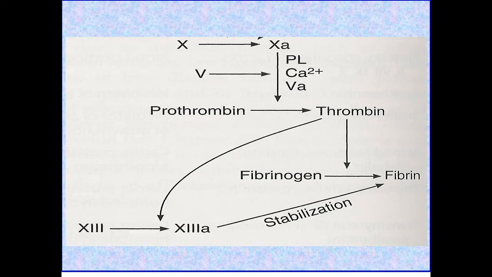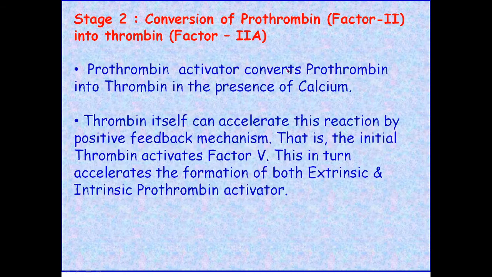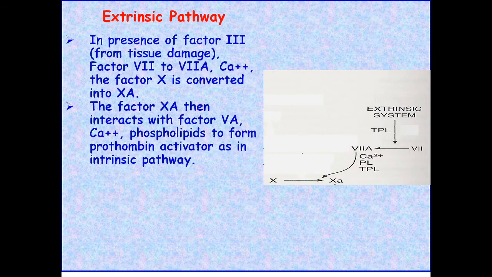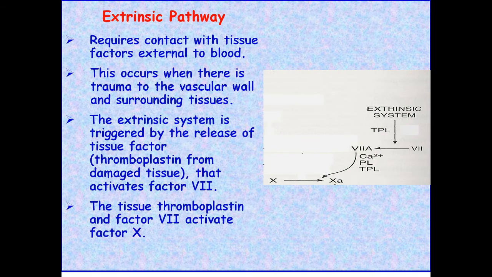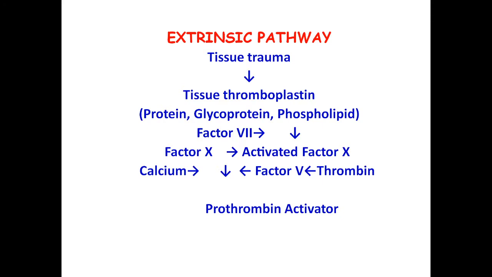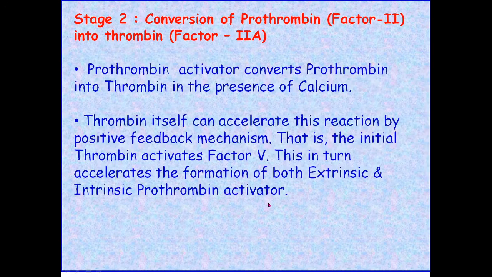This is factor 10, which is activated into 10A. Then factor 5, then calcium ion, factor 5A, and these are the phospholipids. These combine together to form the what? They combine together to form the prothrombin activator in the extrinsic as well as the intrinsic pathway.